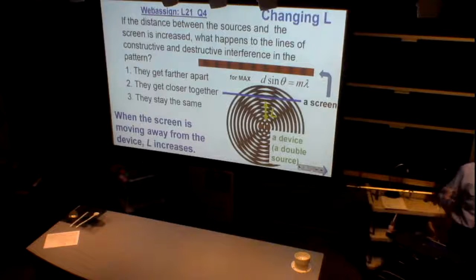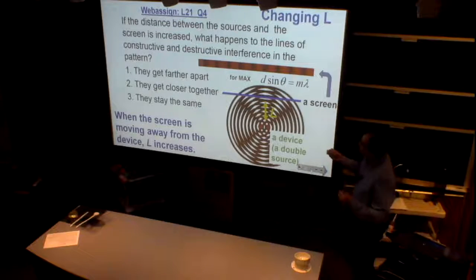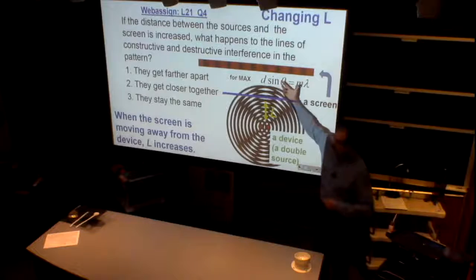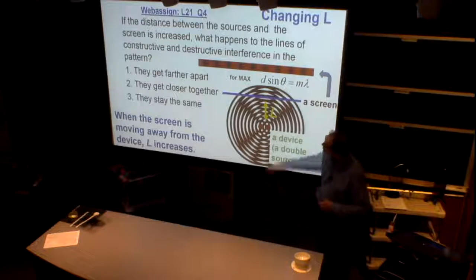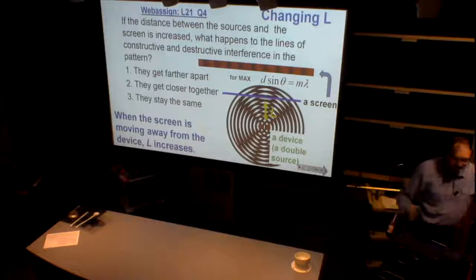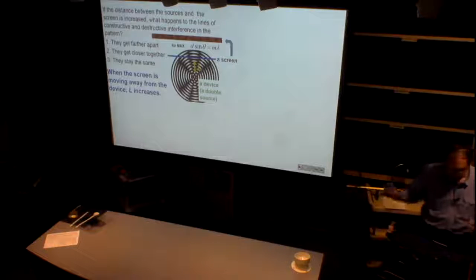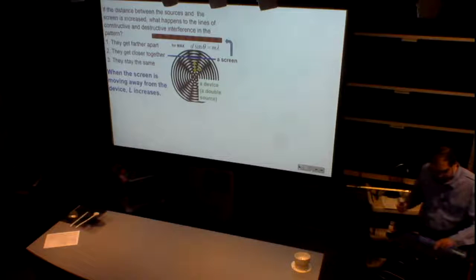We say the pattern shrinks, or the pattern expands. If the pattern expands, these lines move away from each other, farther apart. And of course, the answer is in the picture. Well, the equation also works, but basically we need to understand what is happening.